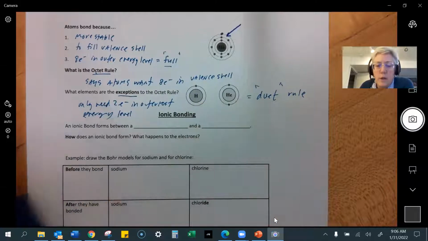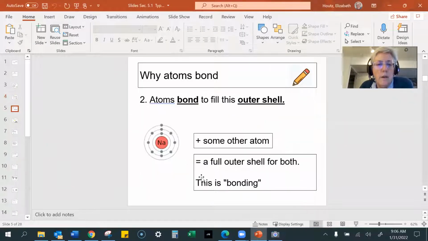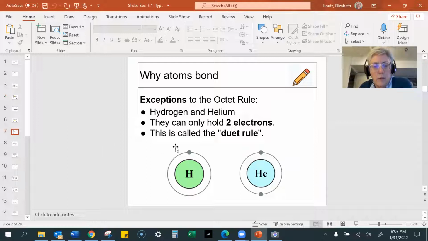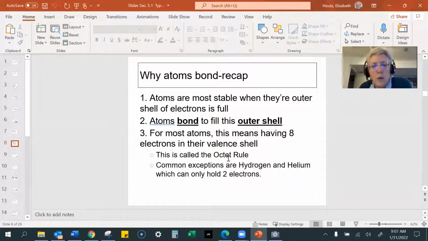Okay. All right. So let me go back to my slides here for a second. All righty. They bond to fill their outer shell. So sodium, like this, does not have a full valence shell. So it's going to bond with something else. And when that happens, they'll both get a full outer shell and they will both be stable. All right. That's the octet rule. 8 electrons in their valence shell. And then the exceptions are hydrogen and helium that can only hold 2 in their outermost energy level, which is energy level 1. That's called the duet rule. All right, so there's a recap for you. You can always go back to your slides on Schoology and fill that in if you want to. That's what I just said.